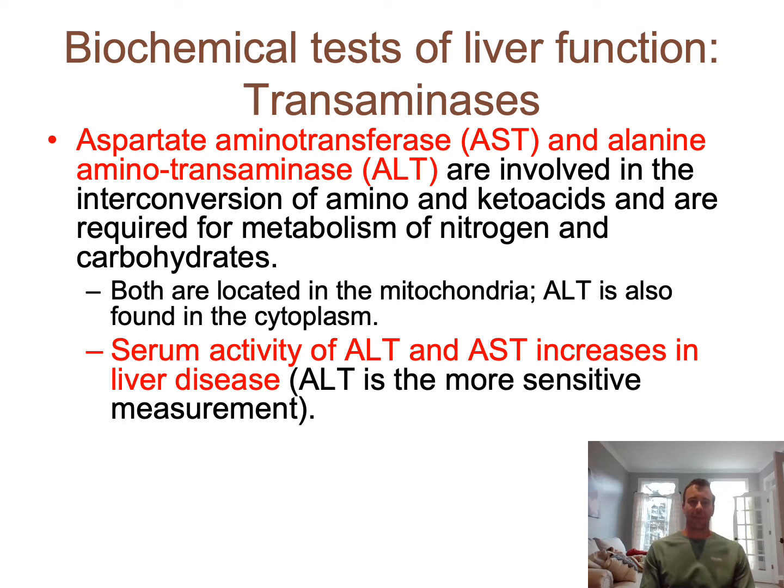I mentioned aspartate aminotransferase and alanine aminotransferase. These are involved in the conversion of amino acids and keto acids and are required for the metabolism of nitrogen and carbohydrates. These enzymes are both located in the mitochondria, and ALT is also found in the cytoplasm as well. But the serum activity of ALT and AST increases when you have liver disease. So these are good measures of liver disease.